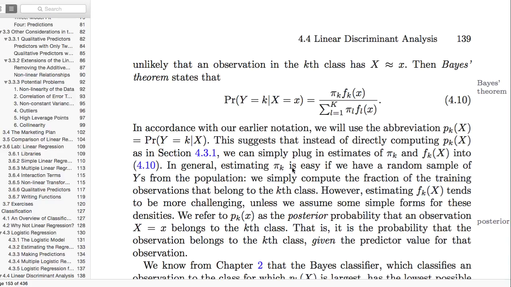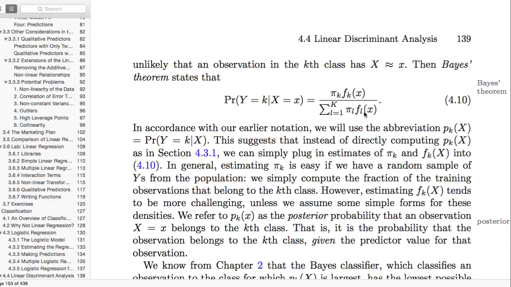to estimate because we just compute, as it says right here, the fraction of the training observations that belong to the kth class. So pi sub k will just be n sub k over n, and pi sub l will just be n sub l over n. So that's easy enough. This is a little bit harder.